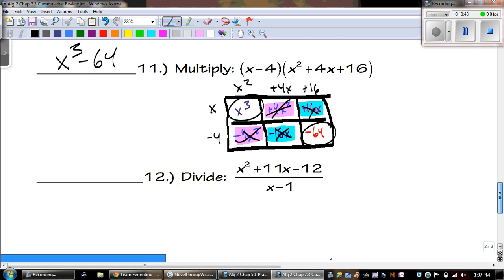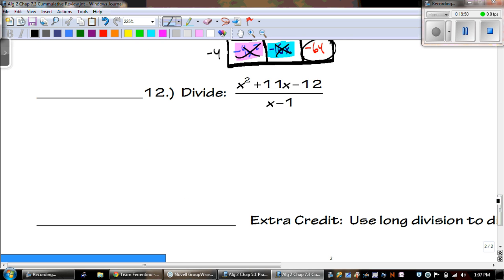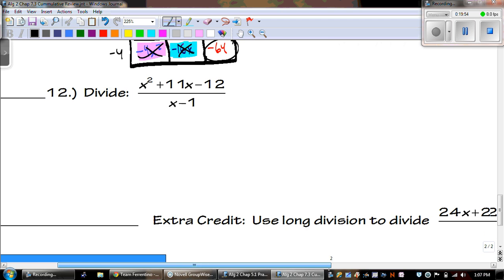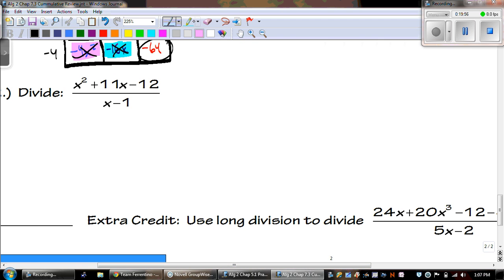All right, last one, number 12. Now, number 12, we can use synthetic division to solve this. Okay, you can do it the long way if you want to, but our leading coefficient is 1. So I'm going to do the shortcut. We take -1 inside, and then we take the coefficients of the x squared, which is 1, 11, and then -12.